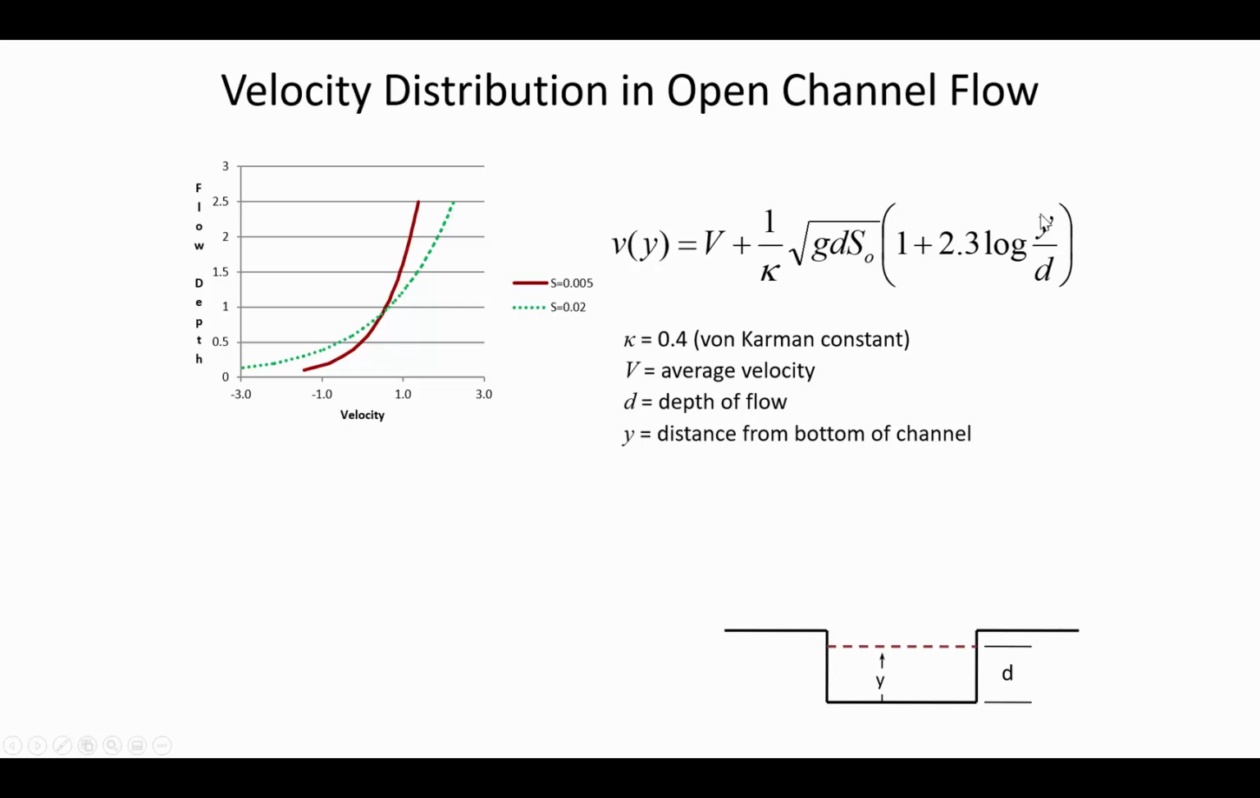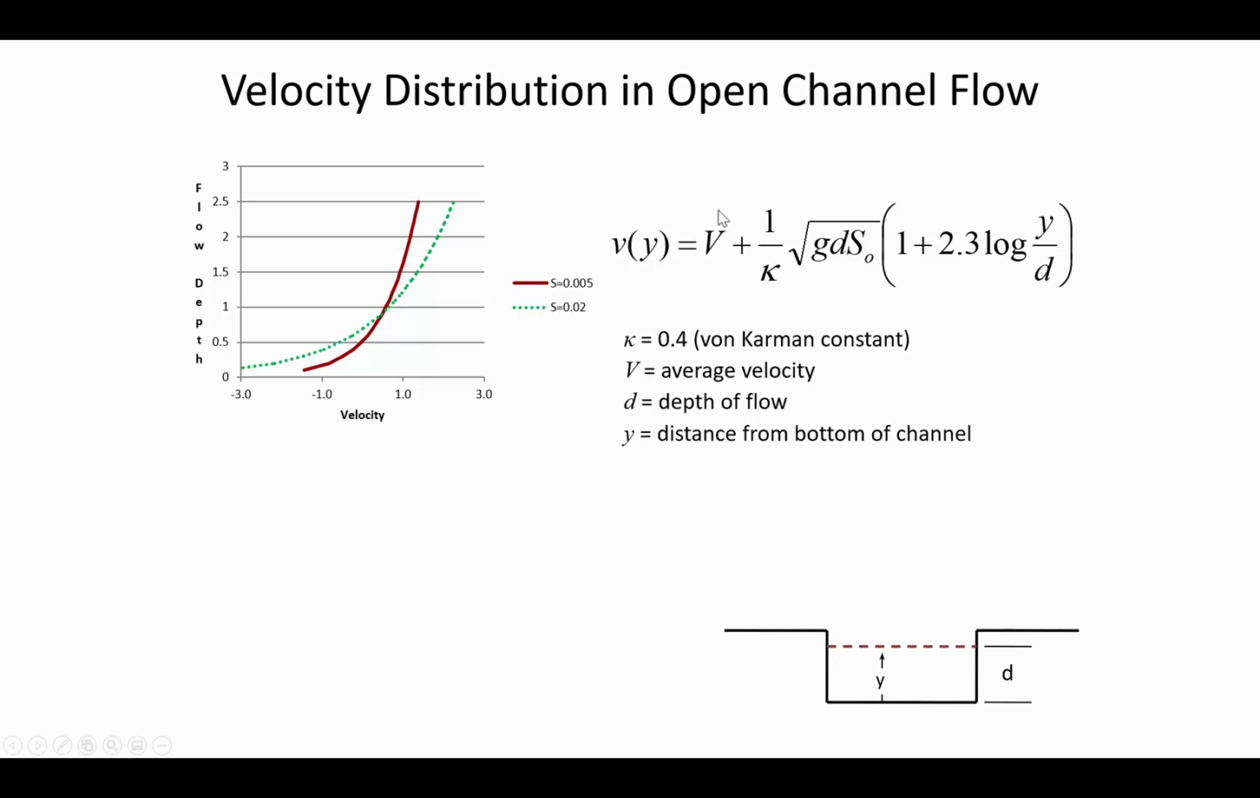So it's how far up you are from the bottom of the channel, where d is the overall depth. And then slope is a key feature in this equation, and the steeper the slope, the faster the velocities are going to be, and there would also be more of a difference between the velocity at the surface compared to the velocity at the bottom. So that's what the vertical axis of this representation means.